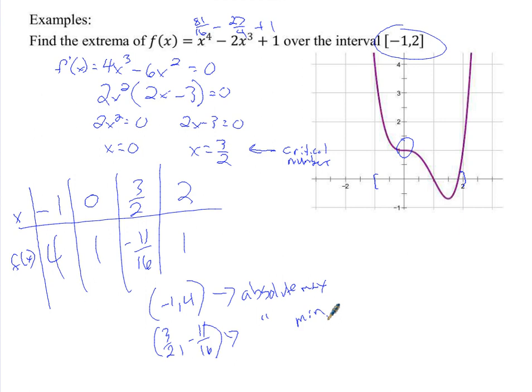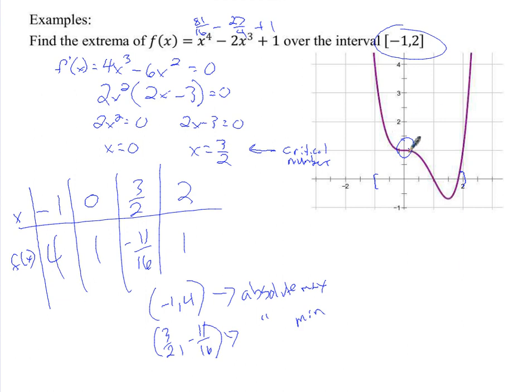If they were asking for relative max or min, then this would be a relative minimum. This would be a relative maximum, and you wouldn't know that until you graphed it. This would be a relative maximum, except if we're dealing with an open interval, and then this would not even be there, and the only thing we would have is a relative minimum. Because of this right here.